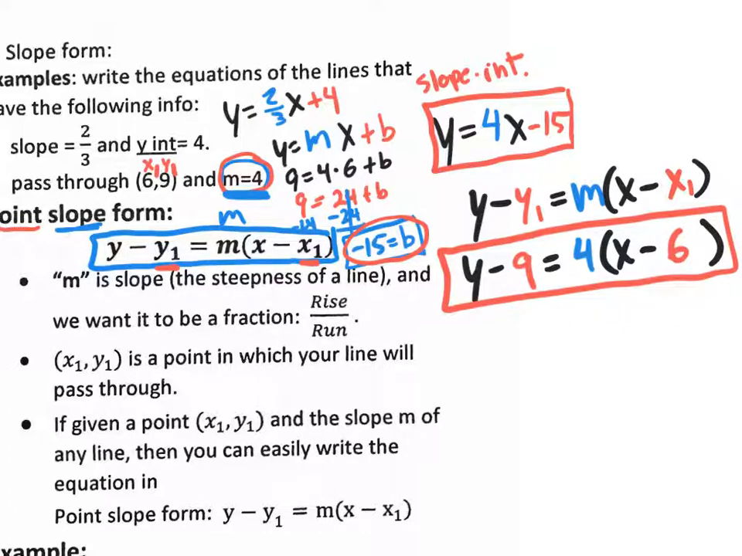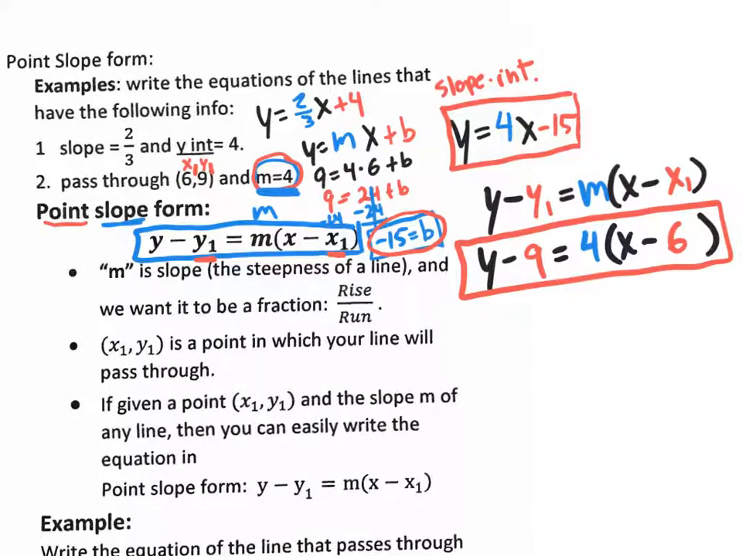Now, what if I specifically told you to write your line that passes through this coordinate, this point, and has this slope, but write it in slope-intercept form? Well, you could do point-slope form and then just manipulate it to make it back to y equals mx plus b. And what you have to remember is that y equals mx plus b doesn't have these parentheses. So let me demonstrate how I'm going to change this back to this.